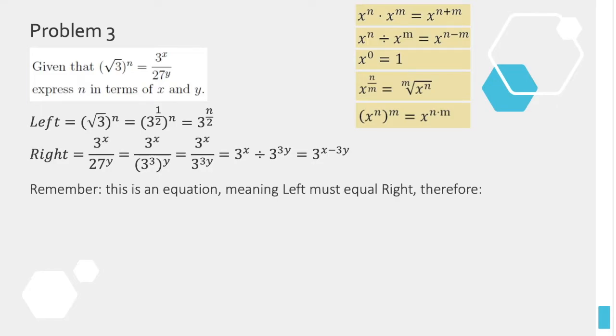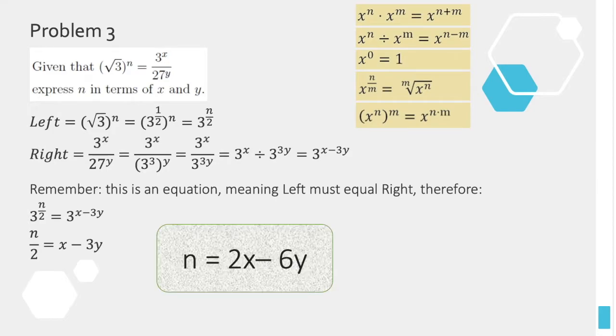Altogether, we can now rewrite the entire equation to be that 3 to the half of nth power is equal to 3 to the x minus 3y power. Well, that means that half of n must be equal to x minus 3y. It asks us to express n in terms of x and y. So all we need to do now is multiply both sides by 2, so half of n times 2 is n, and x minus 3y times 2 is 2x minus 6y. So that would be our final answer. n is equal to 2x minus 6y.